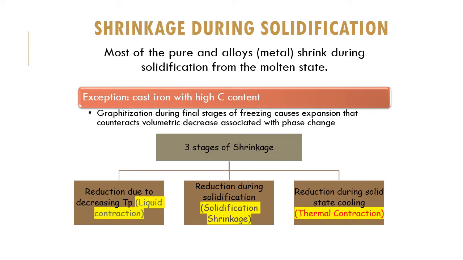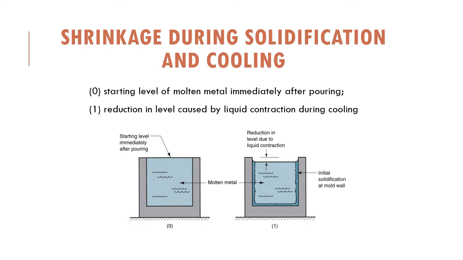So there are three stages of shrinkage. One is reduction due to the decreasing of pouring temperature, or we call it liquid contraction. Then reduction during solidification, this one is solidification shrinkage. And the last one is reduction during solid state cooling, what we call thermal contraction. Now let's see in terms of the illustration.